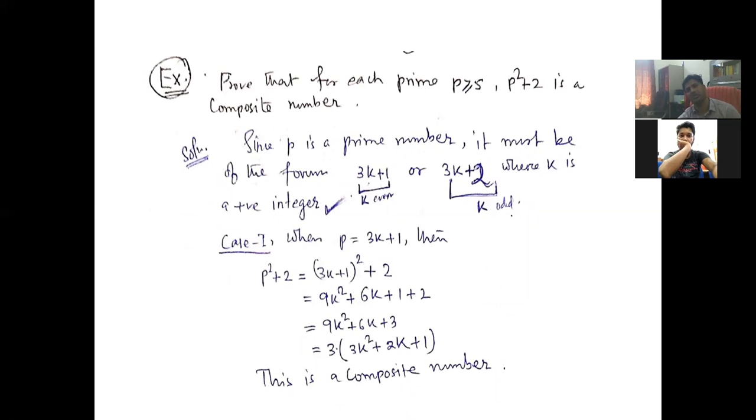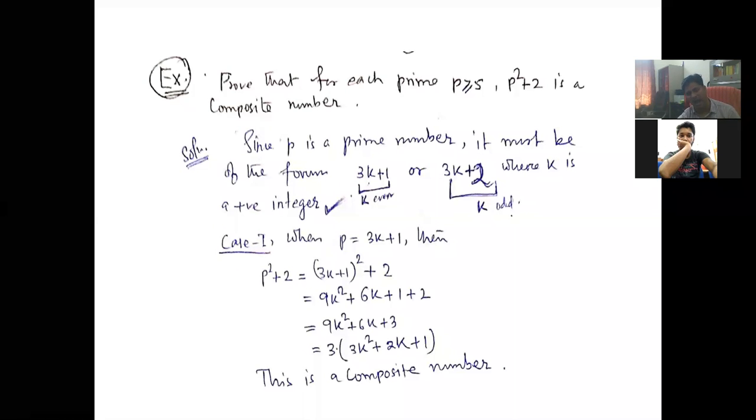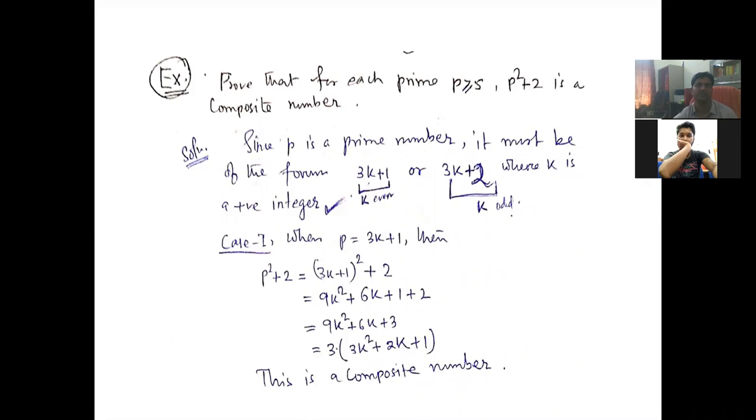Prove that for each prime P greater than or equal to 5, P square plus 2 is a composite number. Since P is a prime number, it must be of the form 3k plus 1 or 3k plus 2, where k is a positive integer. Okay, these two numbers will give you all primes. Primes के जो forms हैं वो either 3k plus 1 or 3k plus 2.